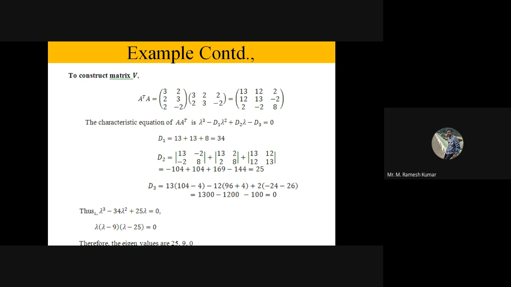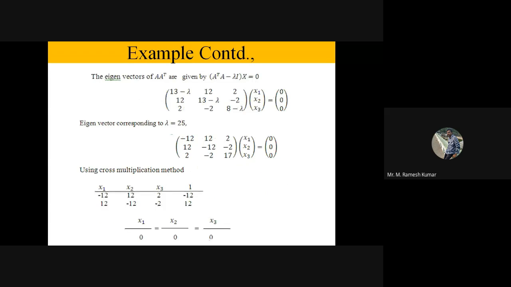Therefore, the eigenvalues are arranged in this order, largest number to smallest number: 25, 9, 0. Now we are going to find the eigenvectors. The eigenvectors of A transpose A are given by (A transpose A minus lambda I) X equal to 0. Subtract lambda from the matrix A transpose A. What is X here? The eigenvector.